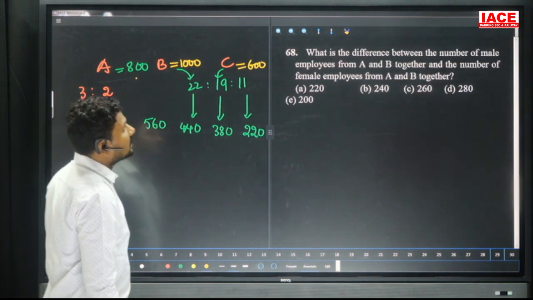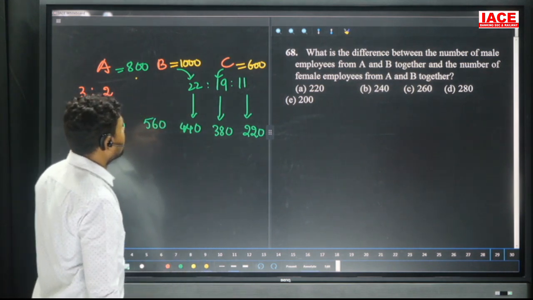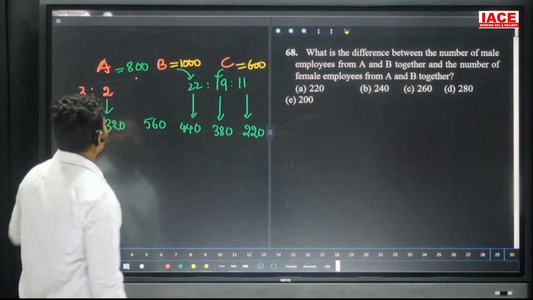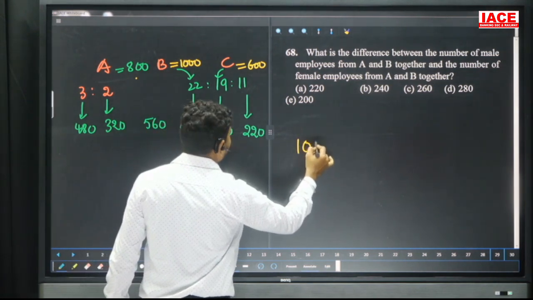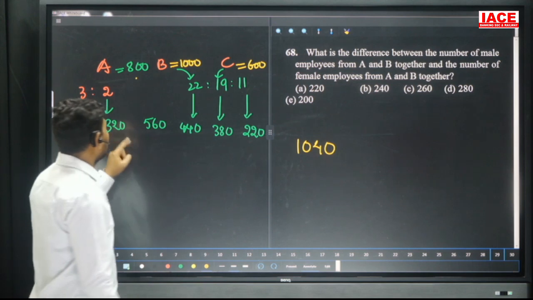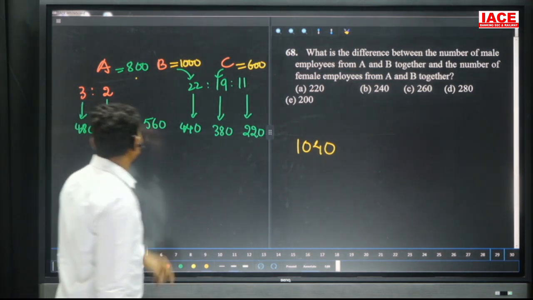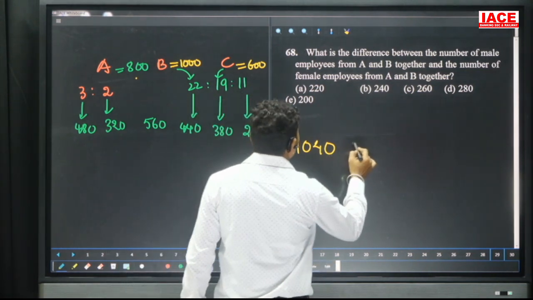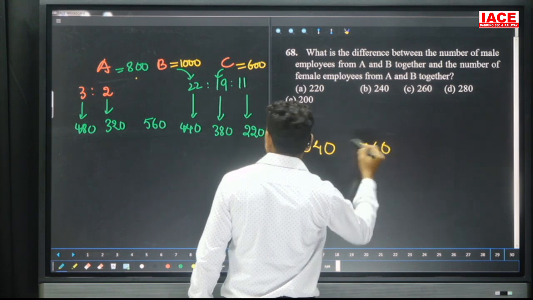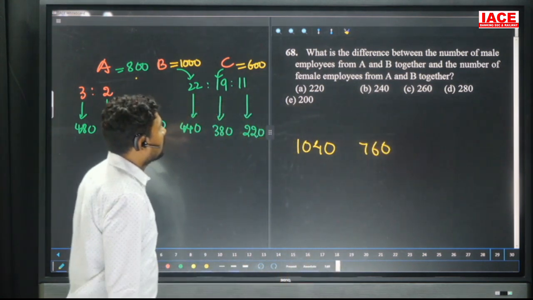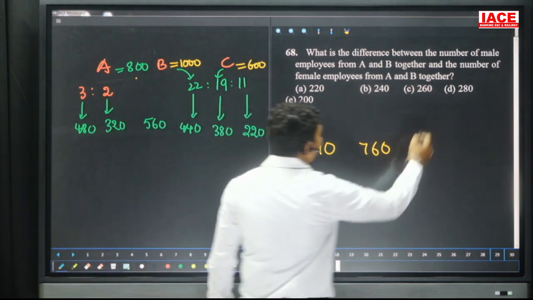Next question. What is the difference between the number of male employees and female employees from A and B together? Male value here: 480 plus 560 which is equal to 1040. And the number of female employees from A and B together: 320 plus 440. So 760. 760 is removed from 1040. This is 240 plus 40, 280. Option is D.